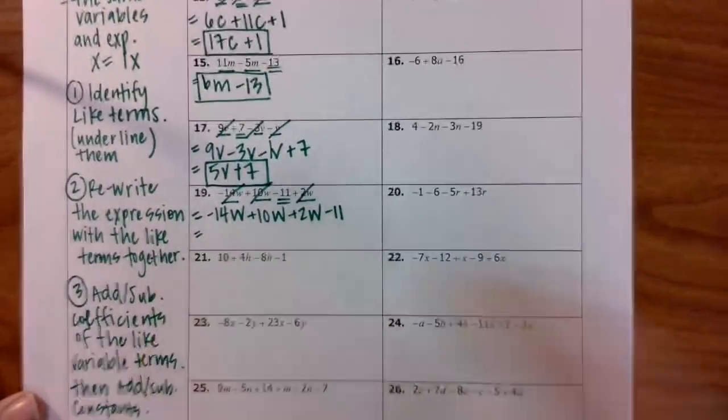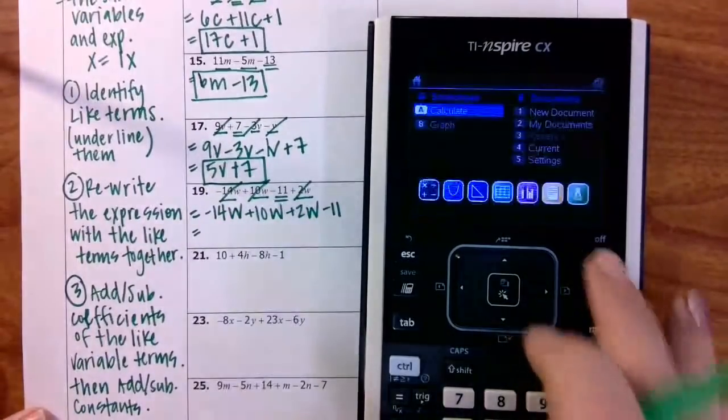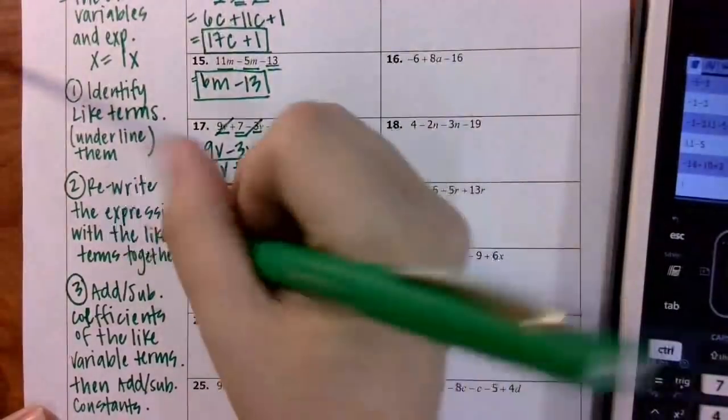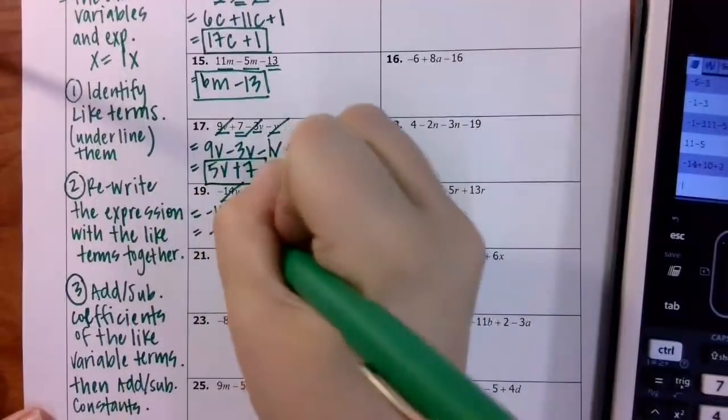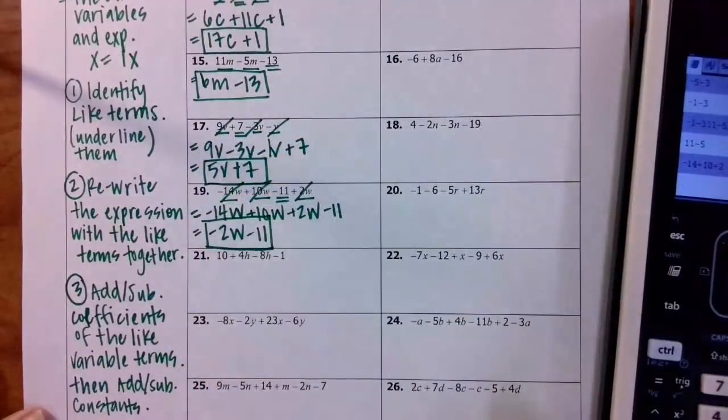Negative 14 is what you're going to put in your calculator because you have a negative sign. Please pay attention to your negatives. You will get the answer wrong if you do not keep track of your negatives. So negative 14 plus 10 plus 2 gives me negative 2w minus 11. I can't combine those because one's a constant, one's a variable term, so they're not alike. That's my final answer.